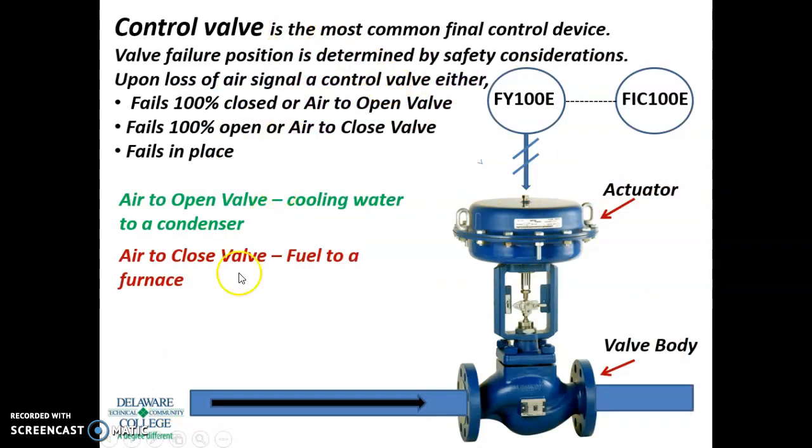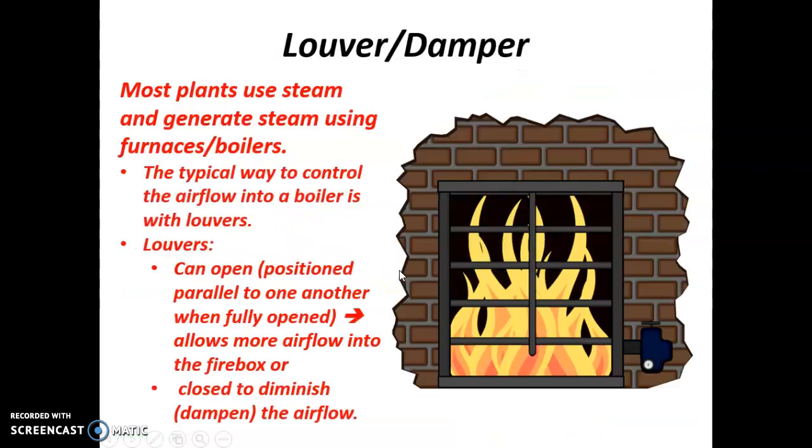So let's talk about the control valve. The control valve is the most common, and the valve failure position is always determined for safety considerations. You have air to open and fail close, and air to close and fail open. So you just have to know which of the two, and why they're used. The louver, again, can be opened or closed to allow air into the firebox. The louver is just like blinds.